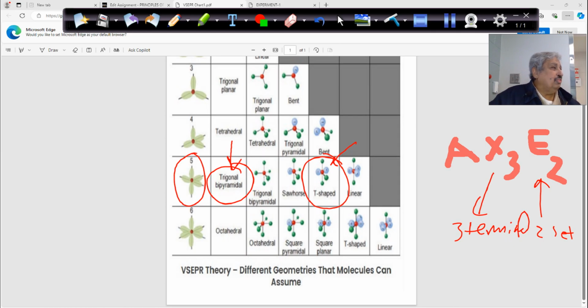And I don't think they will ask something like this because you can't memorize all the stuff. They have to give you a table. Otherwise, they will give you something very simple, H2O, ammonia, something like this. Okay, guys? This is T-shape.